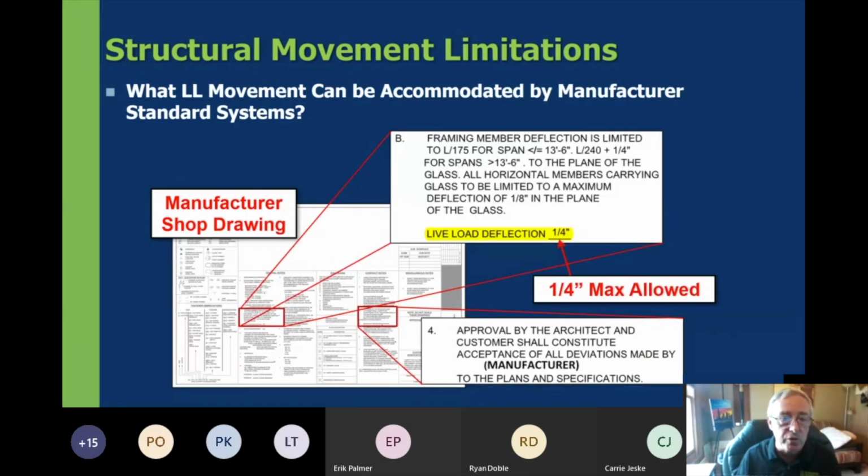Here's a different set of manufacturer's shop drawings just to prove the point. Most all of these have this in there, but this one also has the limitation of the live load deflection at a maximum of 1/4 inch. And also they add in a note that if you approve it, you have effectively approved changes to the scope of the design.